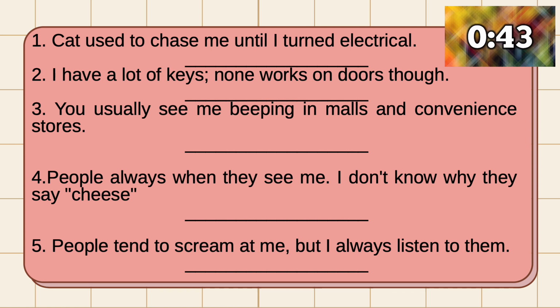The answer is barcode reader. Very good. Number 4, people always say when they see me, I don't know why they say cheese. The answer is digital camera. Very good. Next, number 5. People tend to scream at me, but I always listen to them. The answer is microphone. Good job.